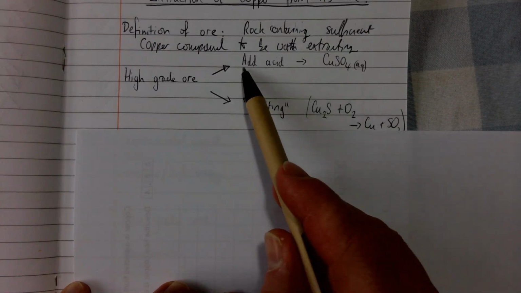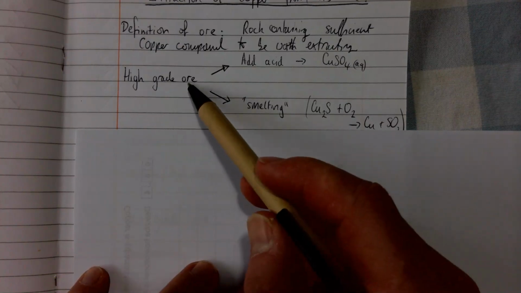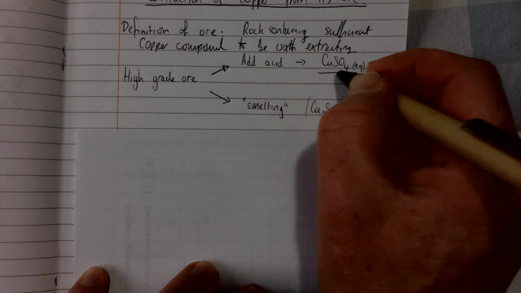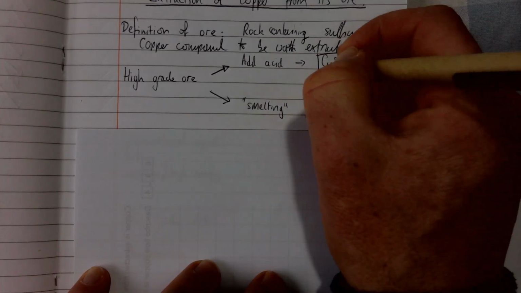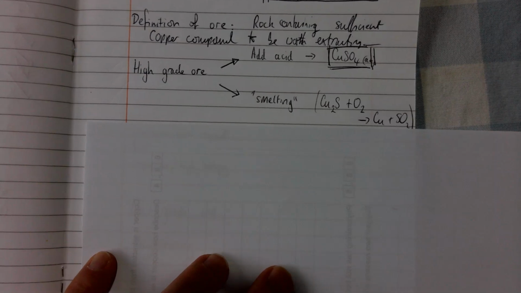So one is that you simply would add acid to the copper compound, and that might be, for example, copper oxide. And if you add acid to copper oxide, you know that you would get copper sulfate solution. And we're going to talk about how we get the copper from the copper sulfate solution in a bit. But I kind of wanted to raise that now because this becomes important later on. So copper sulfate, that blue solution that you've seen.